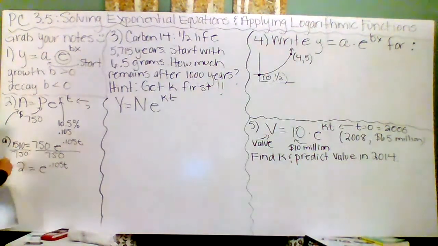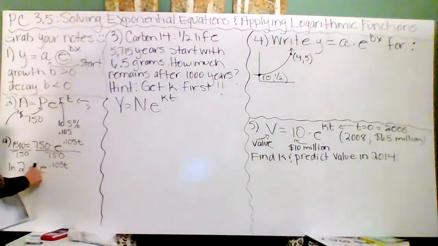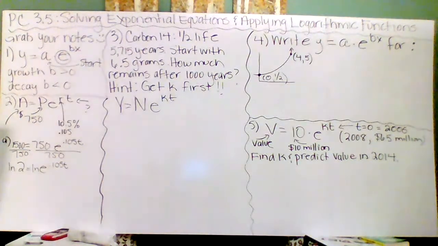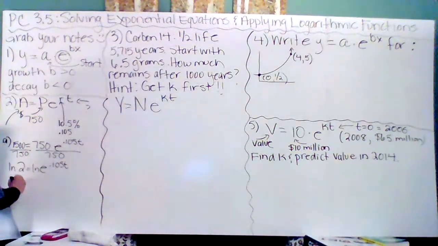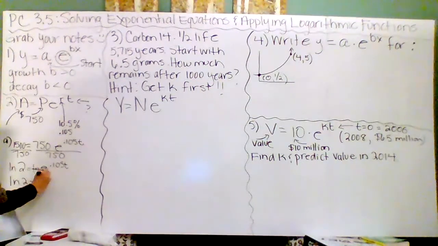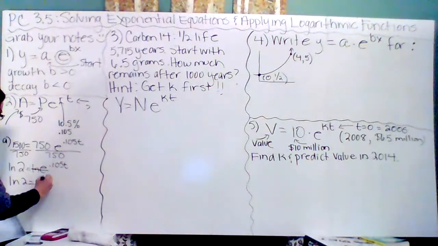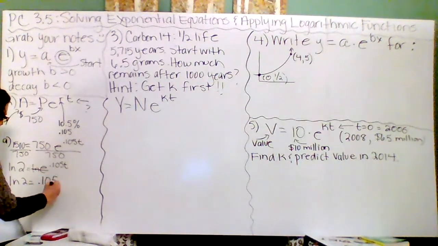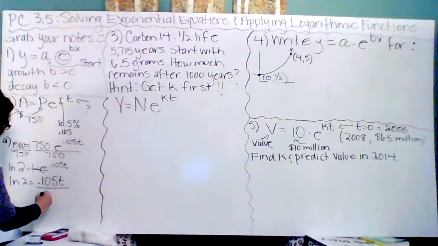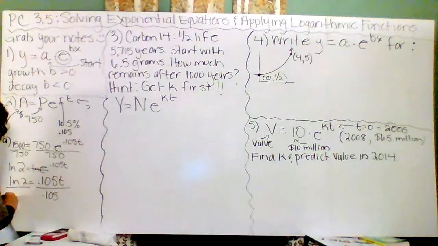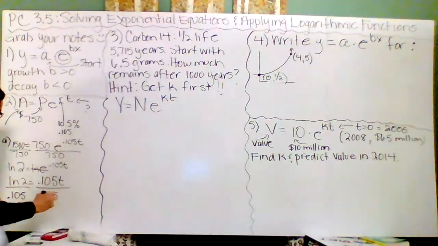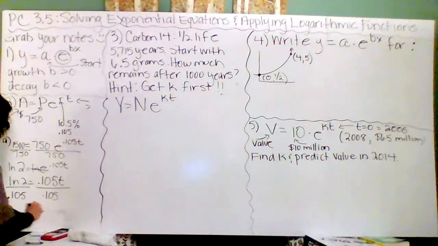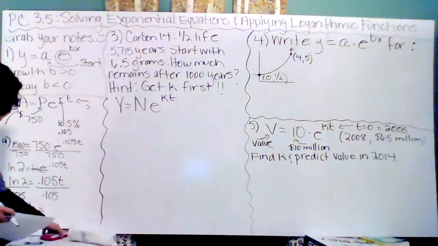Here we go. We can now, just like in section 3.4, take the natural log of both sides. And we have the natural log of 2 equals the natural log of E cancels 0.105 T. And to solve for the time, we'll divide by 0.105. And that will give us the time in years. Let's take a look. So I'll put that on the calculator.